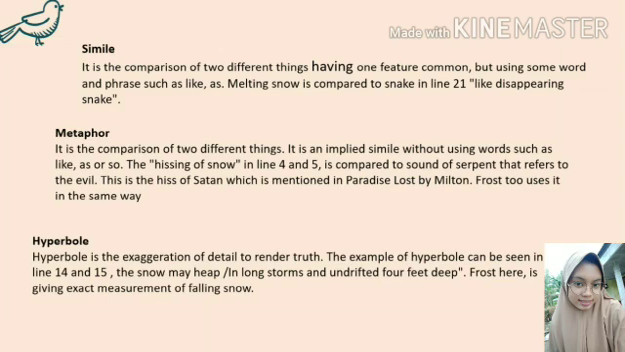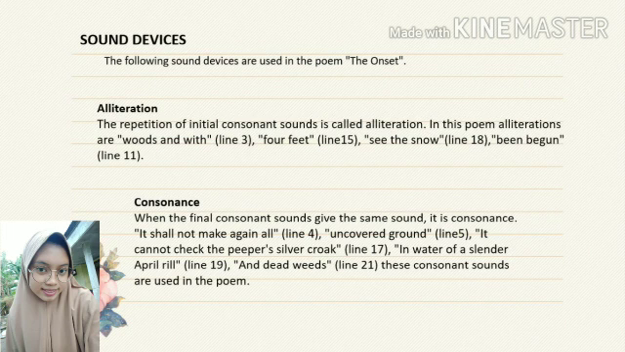Hyperbole. Hyperbole is the exaggeration of detail to render truth. The example of hyperbole can be seen in lines 14 and 15. The snow may heap or in long storms and undrifted, four feet deep. Here, the poet is giving an exact measurement of falling snow.